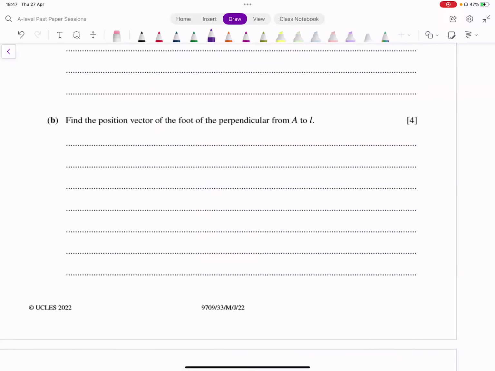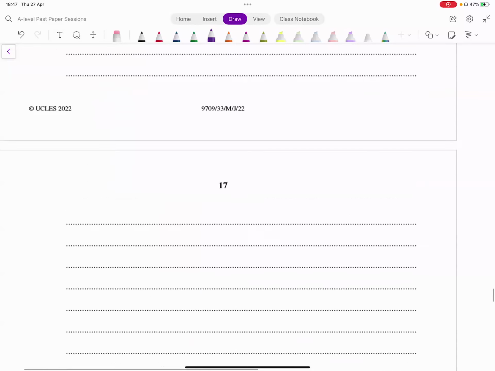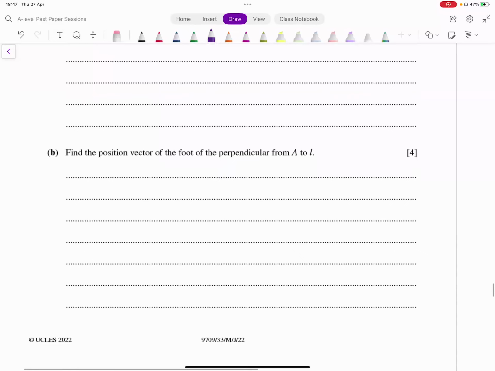It says find the position vector of the foot of the perpendicular from A to L. Now this is a standard question. It's the same working, you should more or less remember this working. It's slightly confusing, but you have to memorize this working, right? Because this is a standard question that comes every other paper. Finding the foot of the perpendicular and finding the perpendicular distance have very similar working.